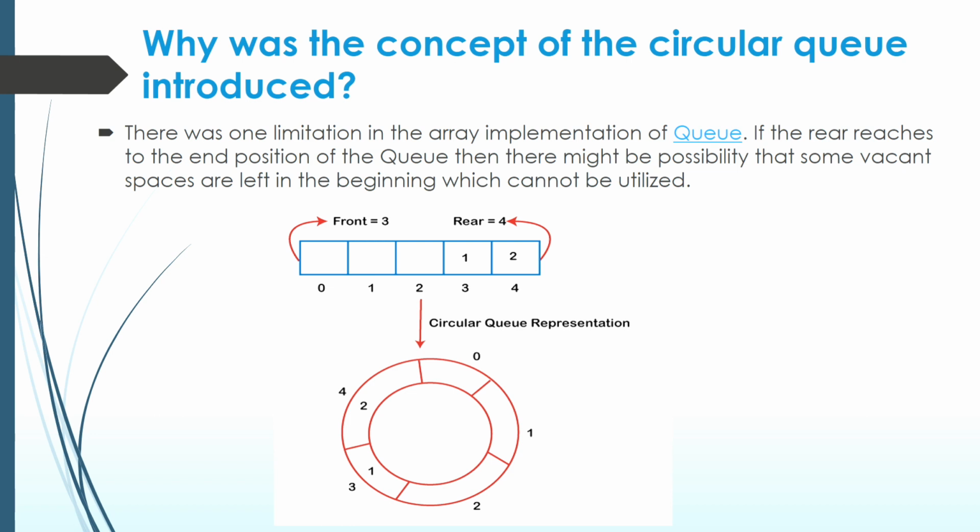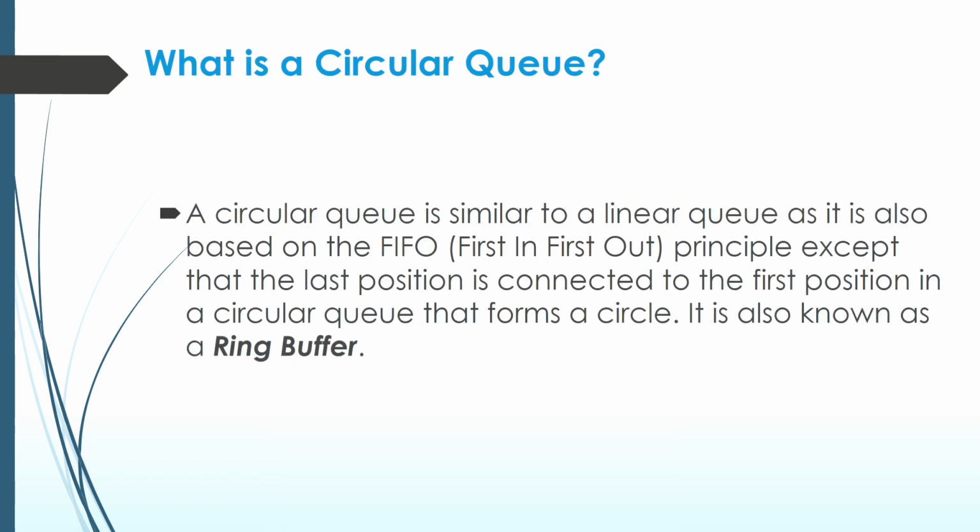There is one solution to avoid such wastage of memory space: shifting the elements to the left and adjusting the front and rear accordingly. It is not a practically good approach because shifting all the elements will consume lots of time. The efficient approach to avoid the wastage of memory is to use the circular queue data structure.